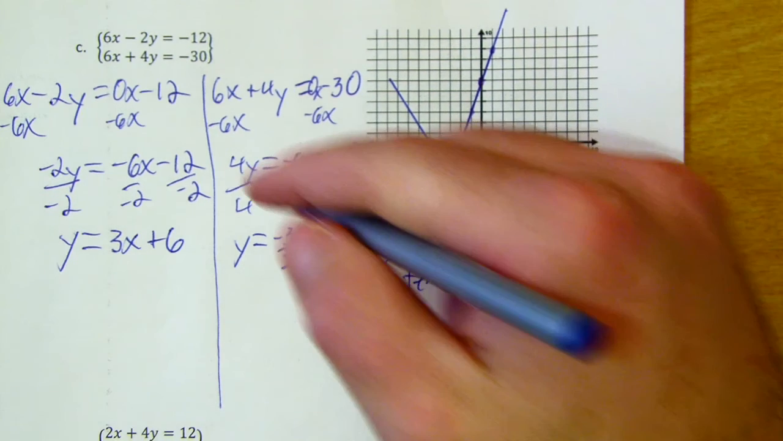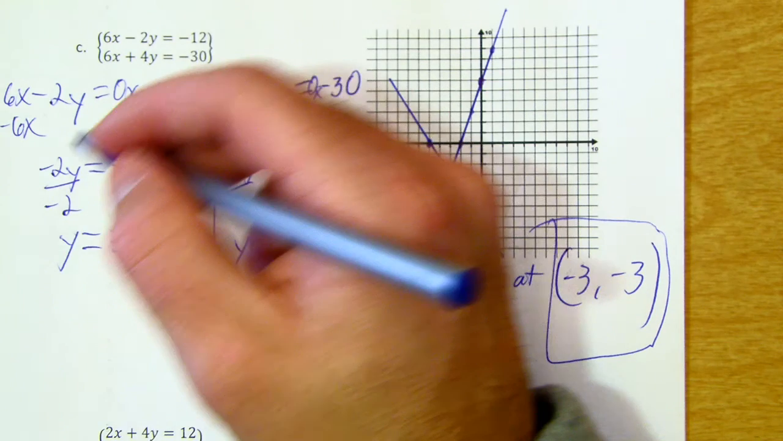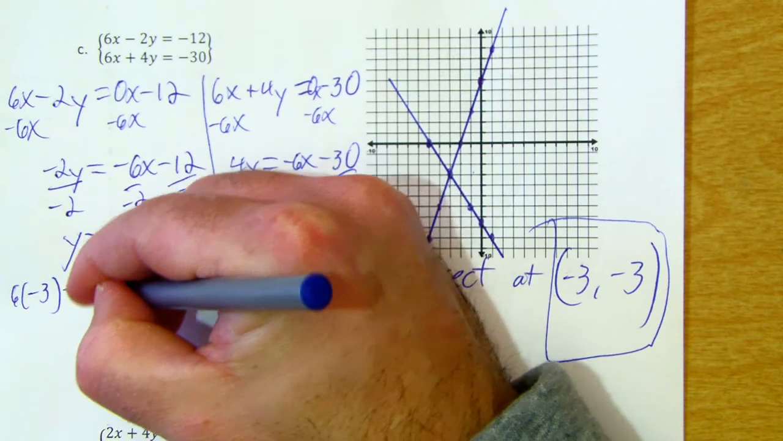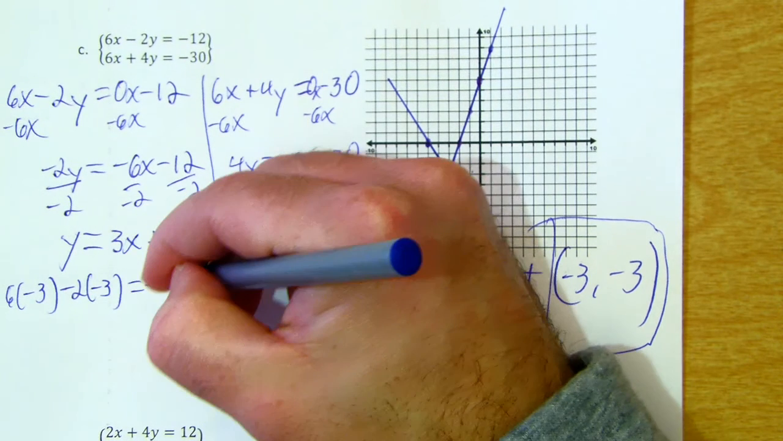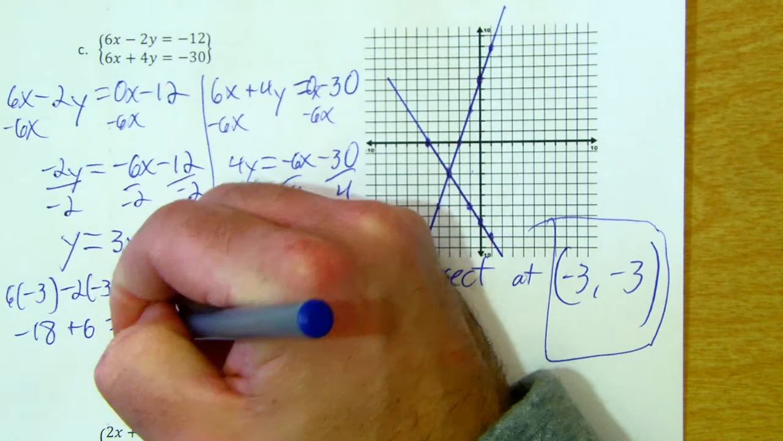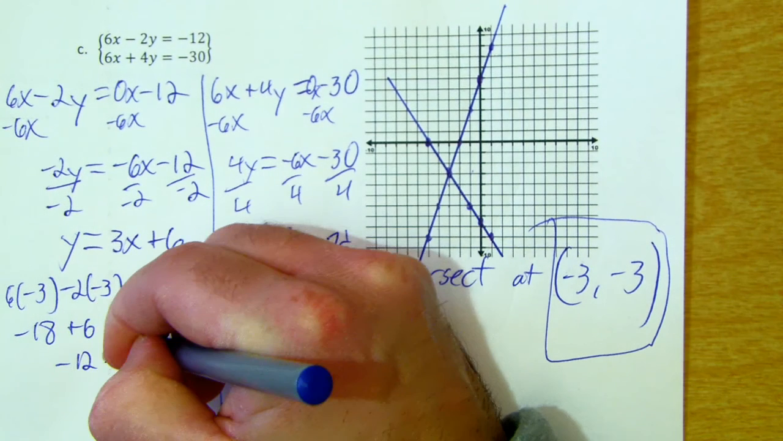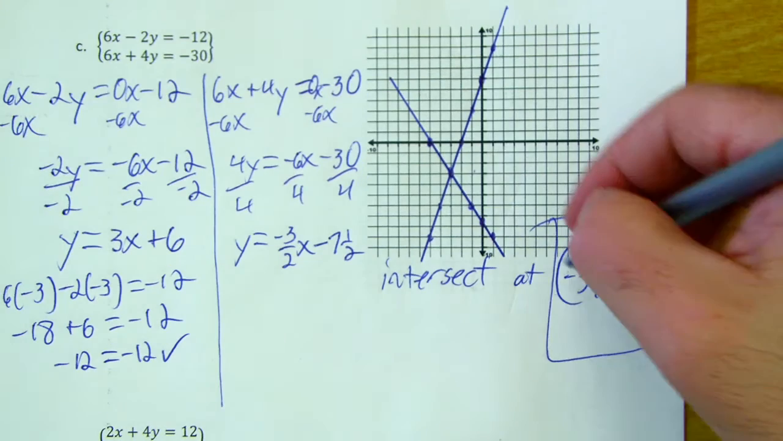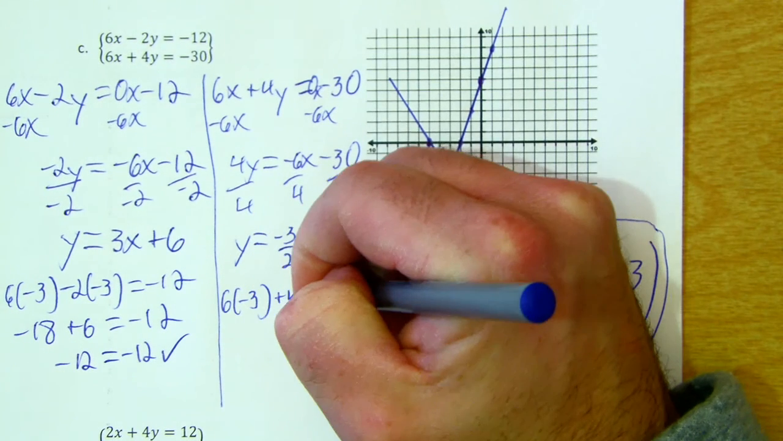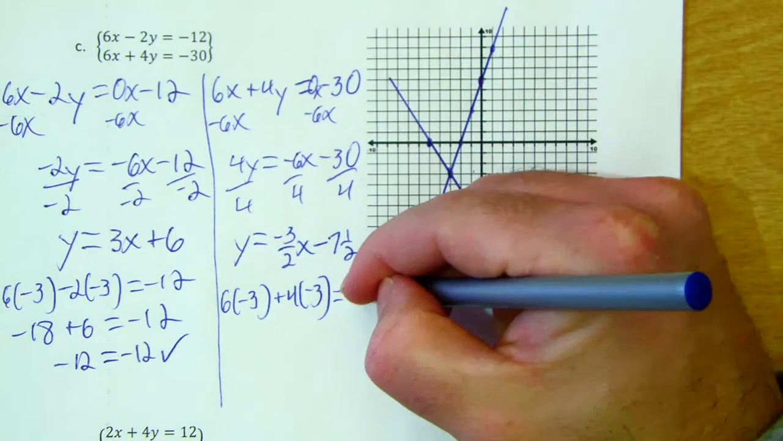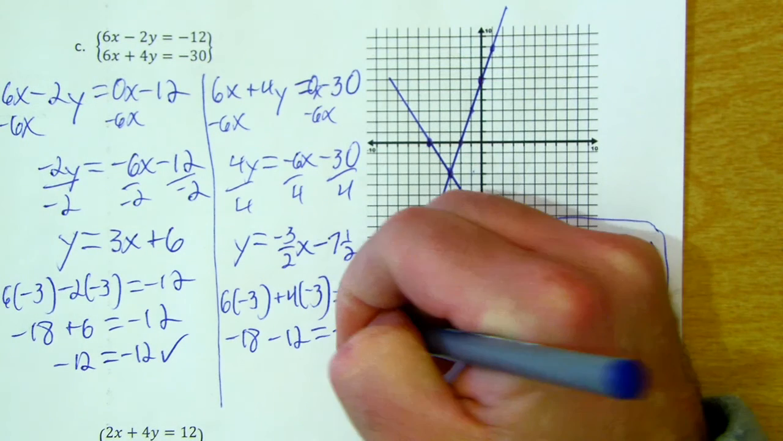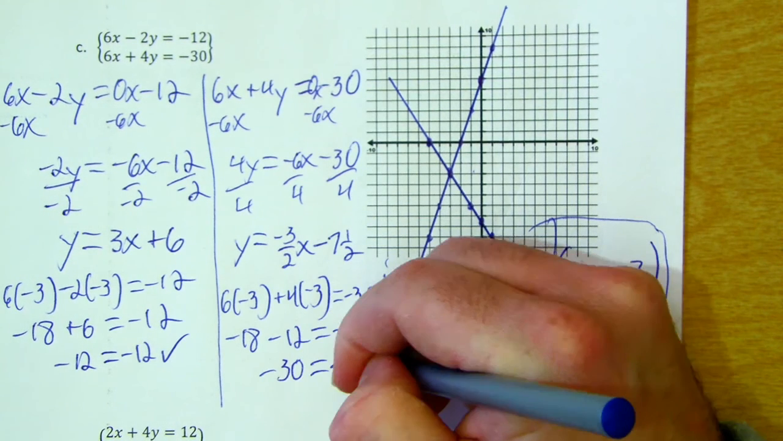Okay, so check your answer then. I would put it back in the originals. So it'd be -18 plus 6 equals -12. -18 plus 6 is -12, so -12 equals -12. Over here, 6 times negative 3 plus 4 times negative 3 equals negative 30. So it'd be negative 18 minus 12 equals negative 30. Negative 30 equals negative 30.